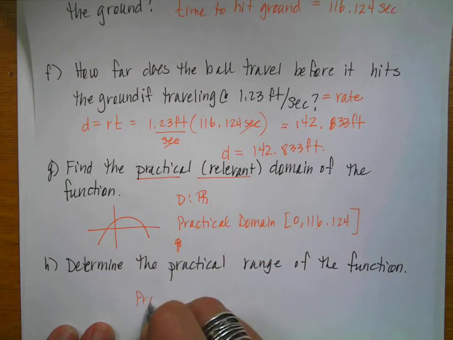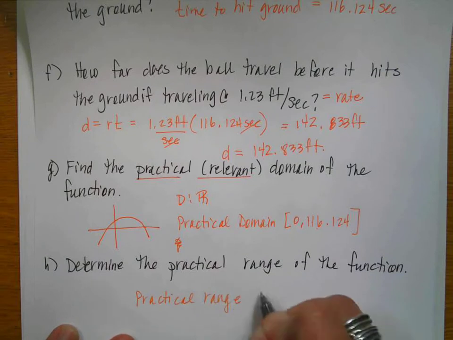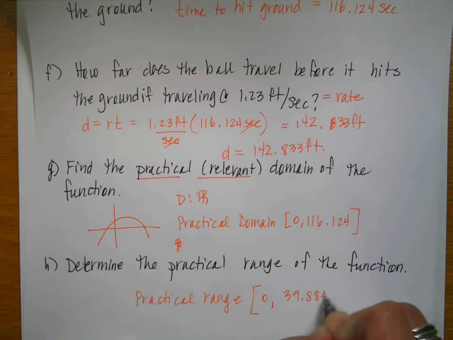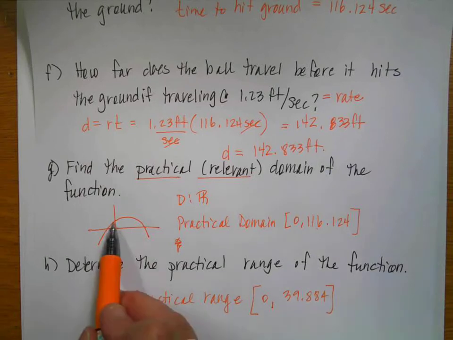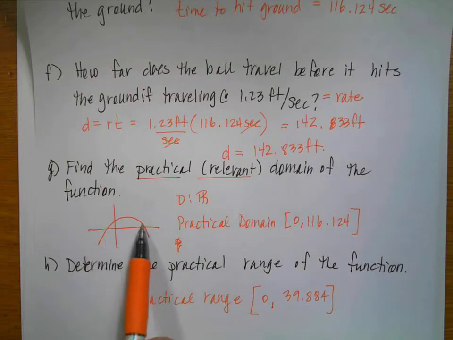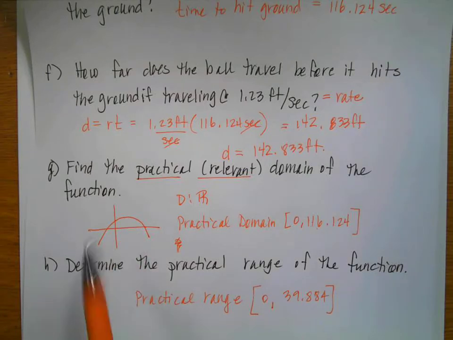The practical range, sorry, got ahead of myself. The practical range of the ball, technically, it could be a couple of different things. We could talk about it going from 0 to the highest point of the ball, which was 39.884 feet. We could also talk about it starting at the initial height of the ball, but then that means we missed this piece down here. And so we're going to say that the practical range, remember those are the y values, is going to be from 0 to the maximum height of the ball.